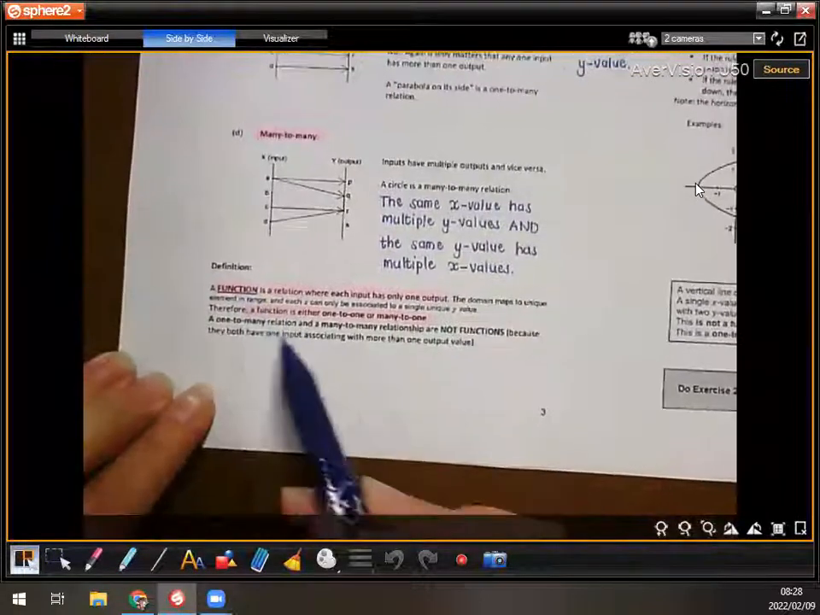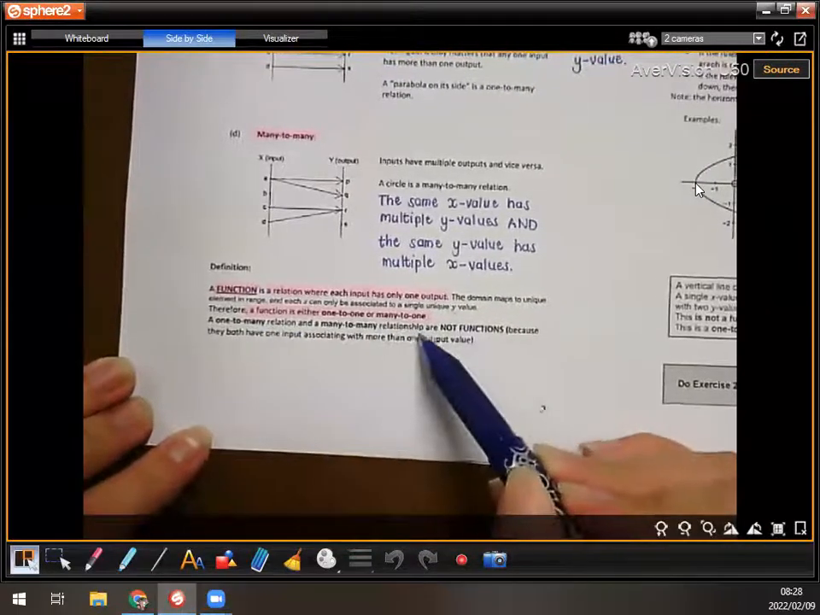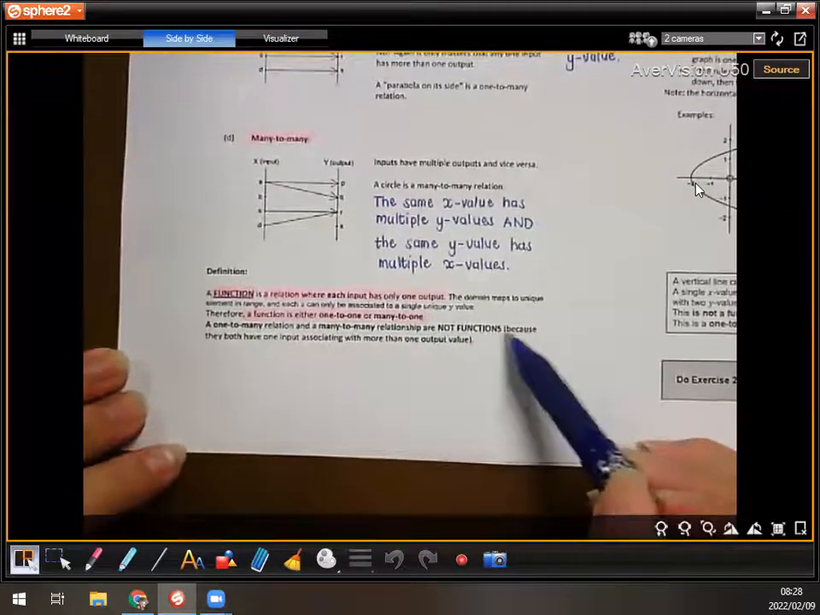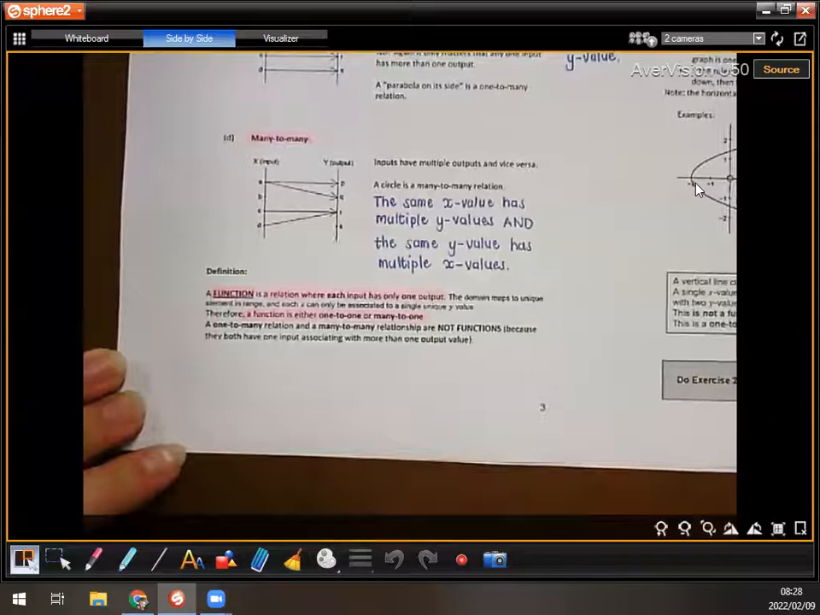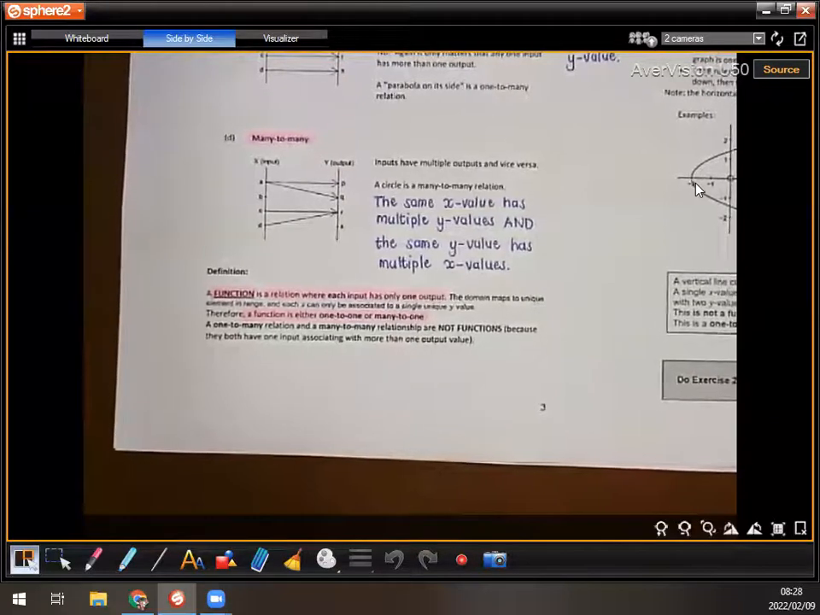All right, guys. Here they're also saying a one-to-many relation and a many-to-many relation as well are not functions because they both have one input associating with more than one output. Okay, you can highlight that if you want. Just remember, if it's a two-one, then it's a function. All right, the two-one that has to do with the y value. So as long as it's anything to one y value.